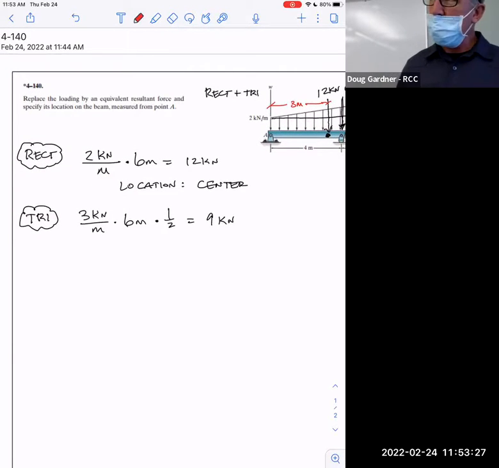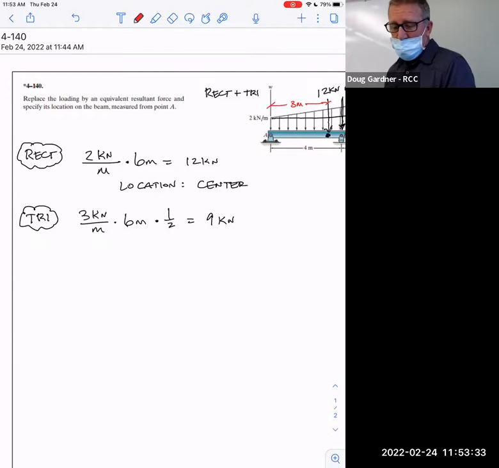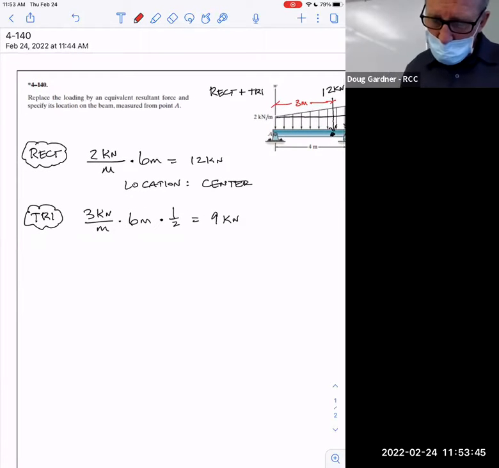Oh, notice we aren't off the hook yet. So as I said, if I was finding the reactions, I'd be done, but they said replace this loading by an equivalent resultant force, like singular. So if I looked in the back of the book, that wouldn't be it. They actually want us to make it one force. And so I guess I do have to keep going.